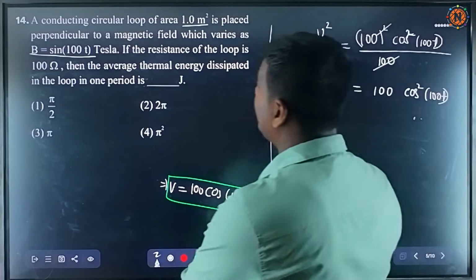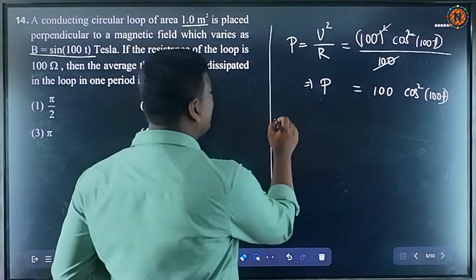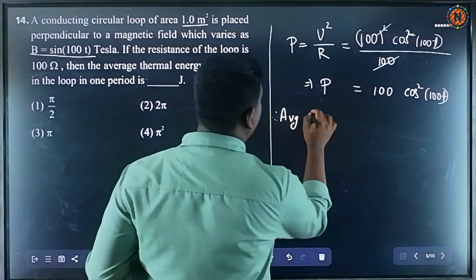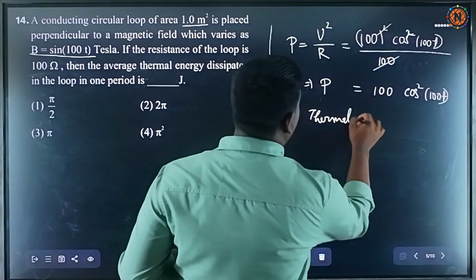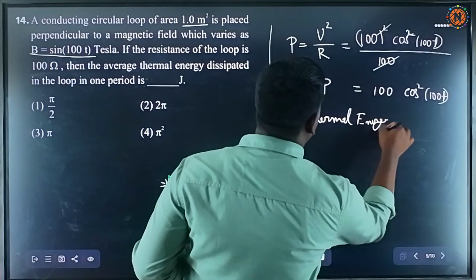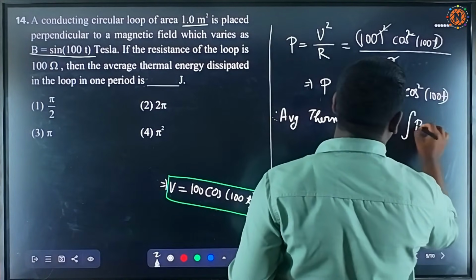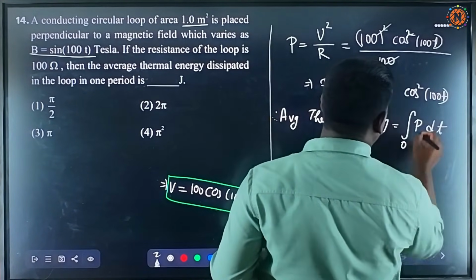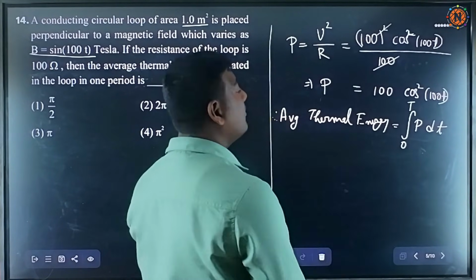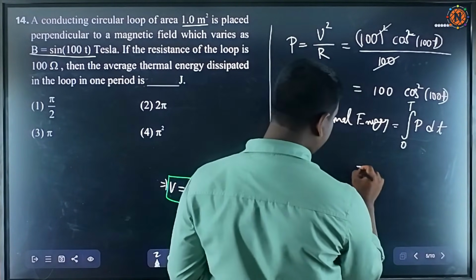Now we need to find the average thermal energy. That will be nothing but equal to the integration of power dt. Okay, so take the limit 0 to 1 time interval. Now see, 0.